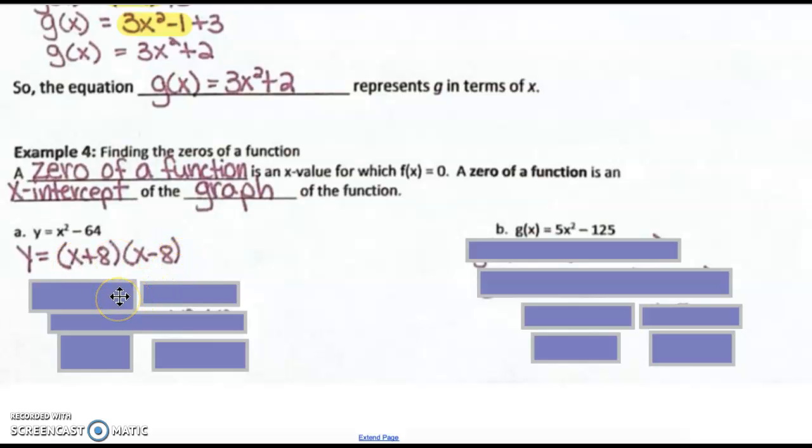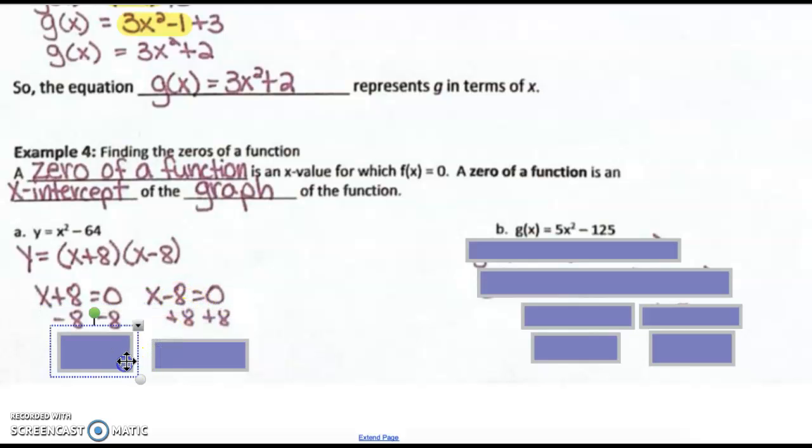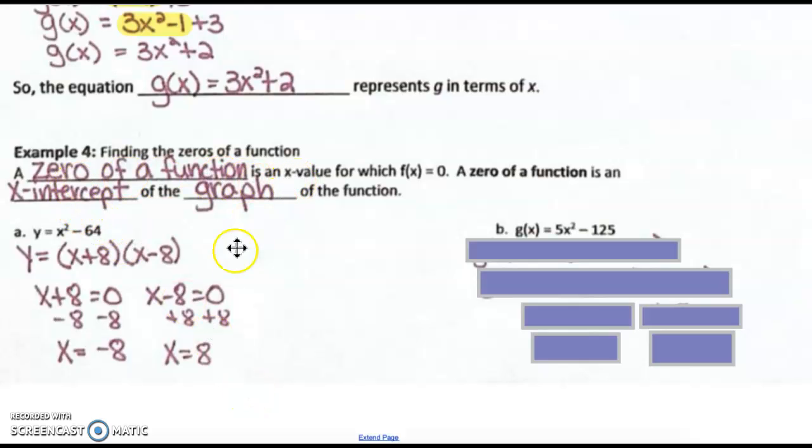One's plus, one's minus. Then we just set them equal to 0, just like we know how. This one will subtract 8 from both sides, and this one we add 8 to both sides. That's what that shows. So we get x equals negative 8 and x equals 8. Those are the zeros of the function, or where that function is going to cross the x-axis.